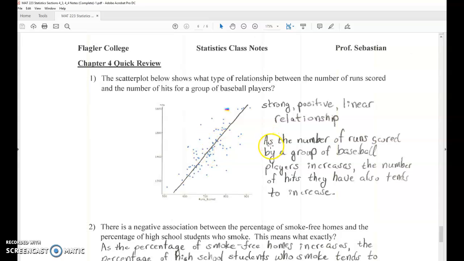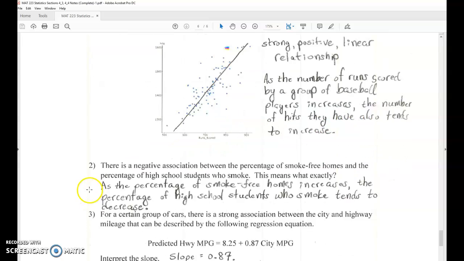So how do we interpret this? As the number of runs scored by a group of baseball players increases, right? As X increases, the number of hits they have also tends to increase. Y also tends to increase because it's a positive relationship.